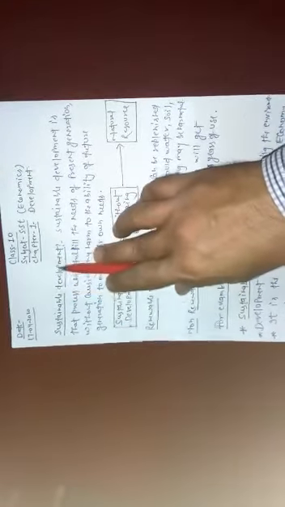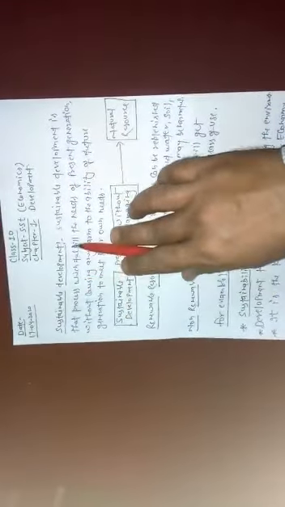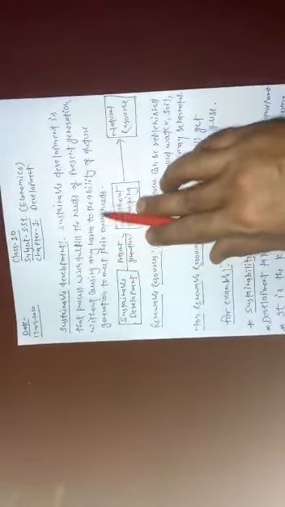Sustainable development means development without damaging the nature. So sustainable development is that process which fulfills the needs of the present generation without causing any harm to the ability of future generations to meet their own needs.